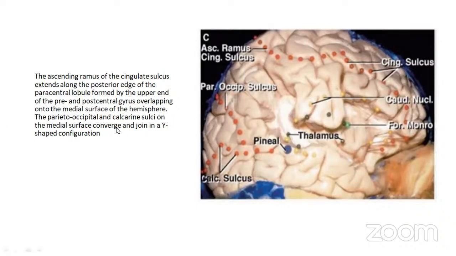So the parieto-occipital and calcarine sulci on the medial surface converge and join into a Y-shaped configuration, as shown here. The parieto-occipital sulcus and calcarine sulcus. These are the pins being used to demarcate the position of the parieto-occipital sulcus and calcarine sulcus on the lateral surface.